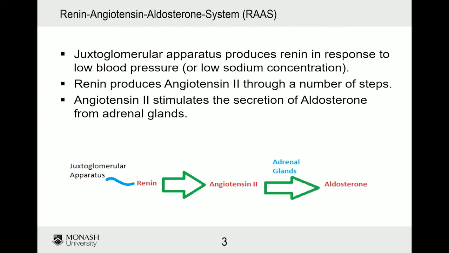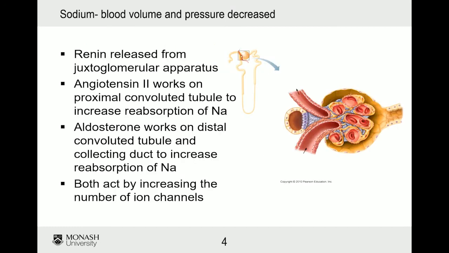So, the juxtaglomerular apparatus, or the next-to-glomerulus section, produces renin in response to low blood pressure. Renin produces angiotensin II through a number of steps throughout the body. This angiotensin II then stimulates the secretion of aldosterone from the adrenal glands, which live on top of the kidneys.